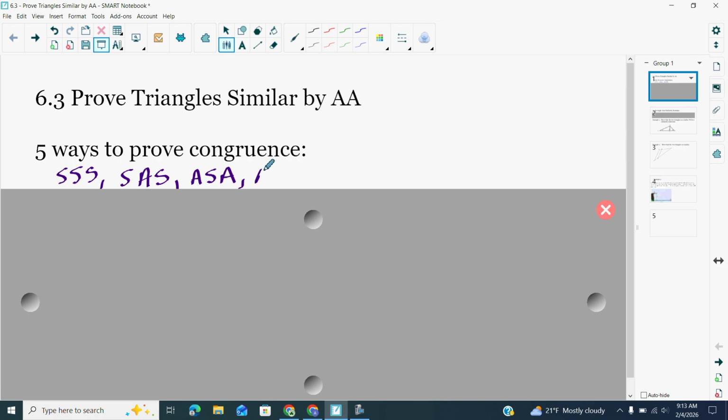We had angle, angle, side: two congruent angles, and then a side that's not between them could be congruent. That proves that we have two congruent triangles. And then also one special one for right triangles is if we have congruent hypotenuses and one of the legs are congruent. That will also prove that the two triangles are congruent.